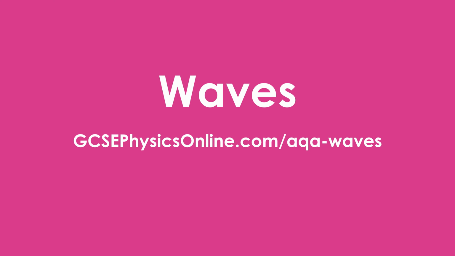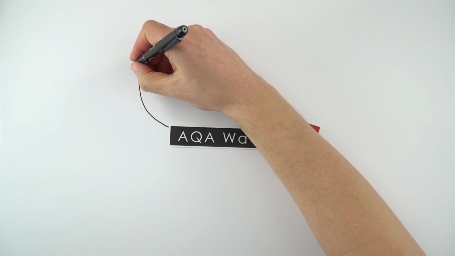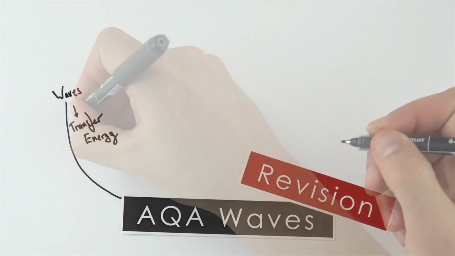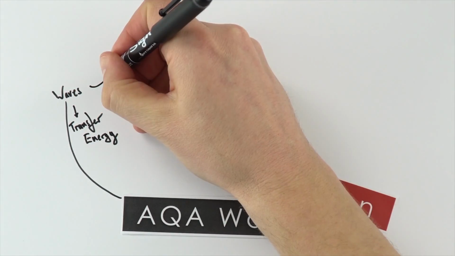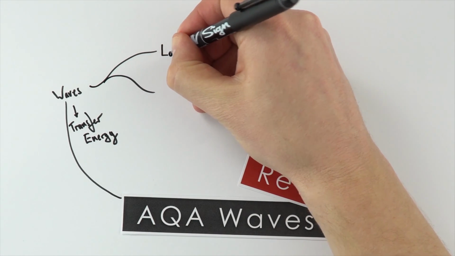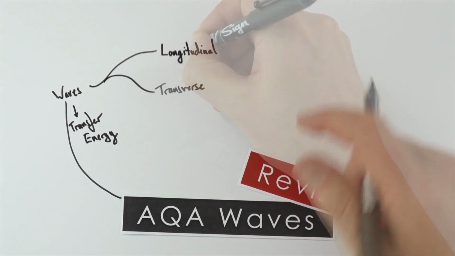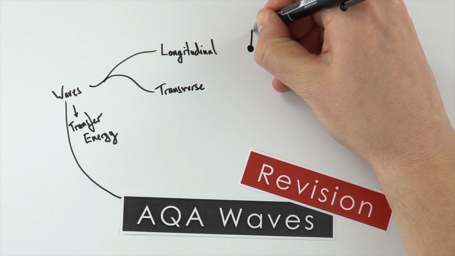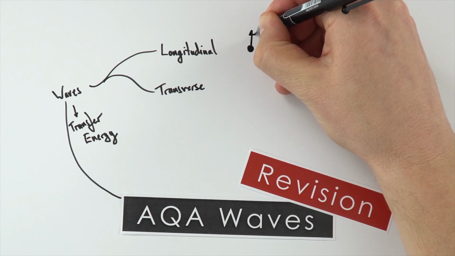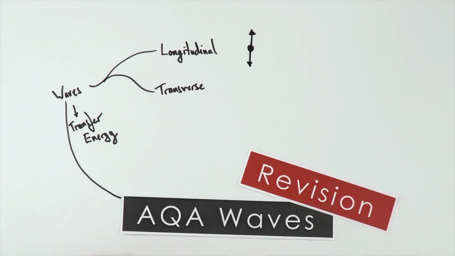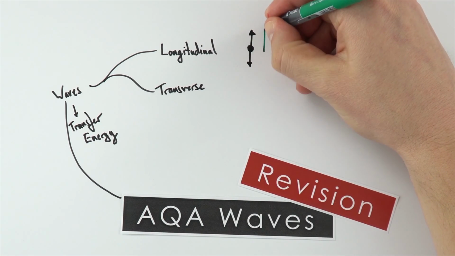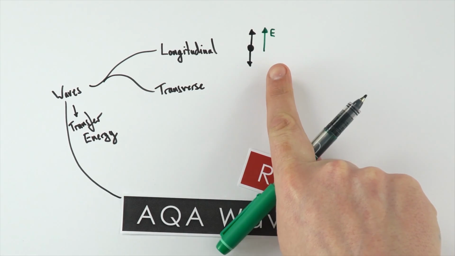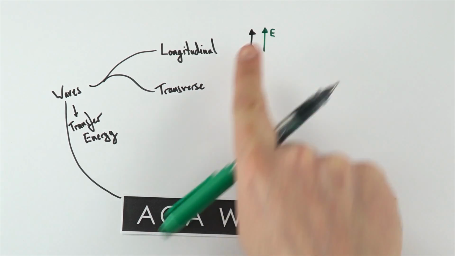So this is revision of the AQA waves topic. Now what waves do is that they transfer energy. And there are really two different classifications of waves. We have longitudinal and transverse. Now these longitudinal waves have the particles in the wave vibrating backwards and forwards in the same direction that the energy is being transferred. So if energy is being transferred this way, the particles are just going backwards and forwards.